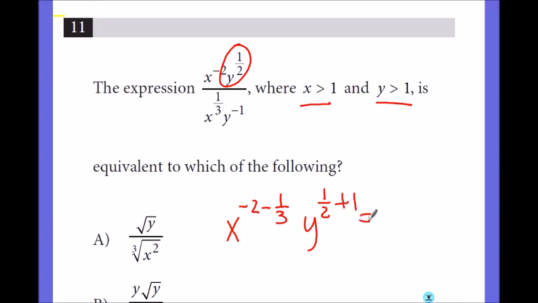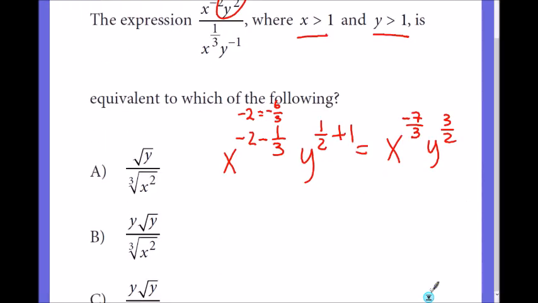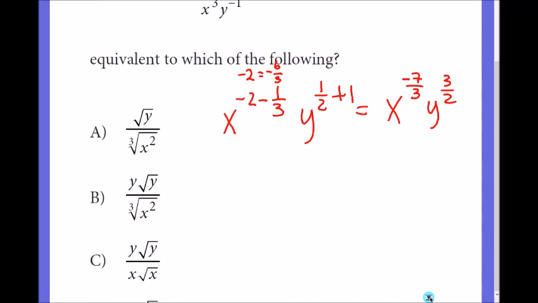So you end up getting X raised to, so -2 is the same thing as -6/3 with a common denominator of 3. So that is -7/3. And for Y, 1 is 2/2. So 1/2 plus 2/2 is 3/2. So now you just find it. X must be in the denominator because the exponent of X is negative. So what does this mean? If you get confused, just write it out. Okay?